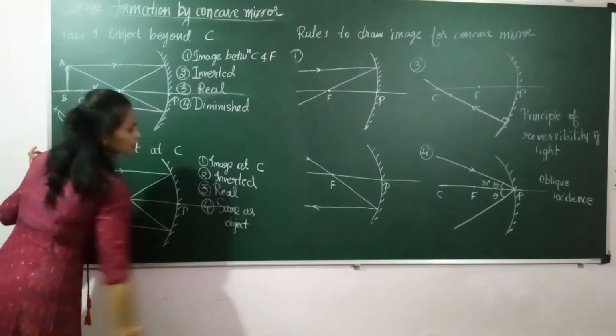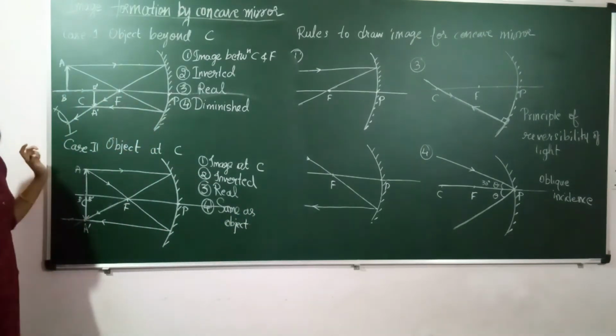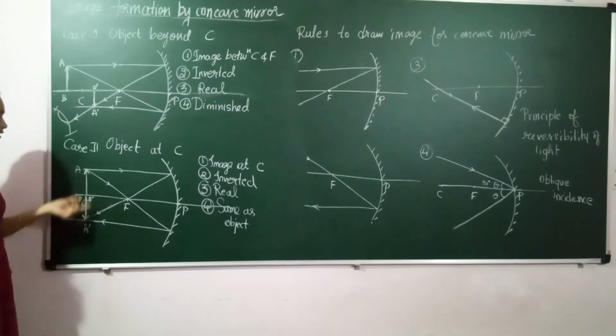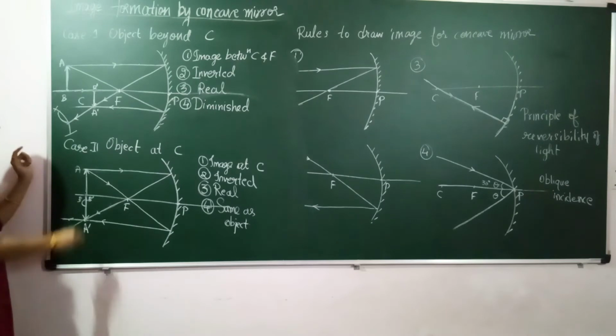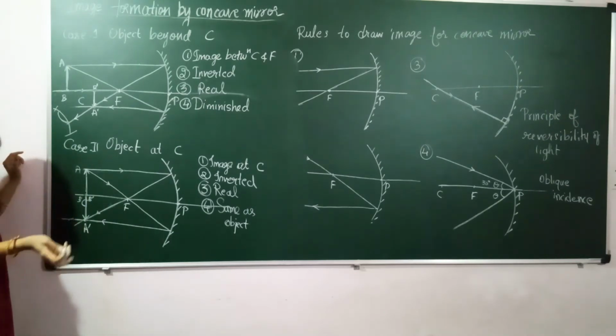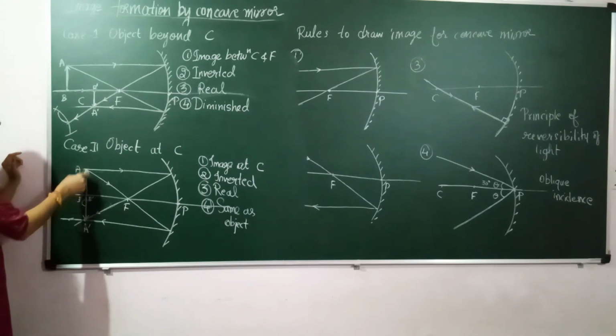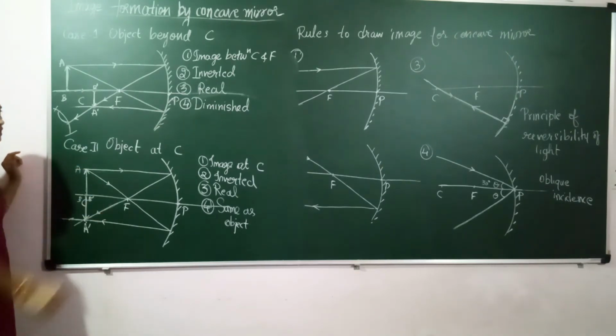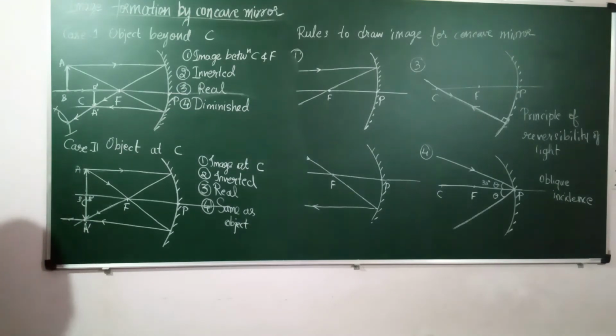Suppose the object is 2 centimeter, the image also will be formed 2 centimeter. Here in this case the size will be the same. When the object is placed at the center of curvature, the image is also formed at the center of curvature and the size is also the same, but the difference is what? We will get the inverted image. So this is about case 2.